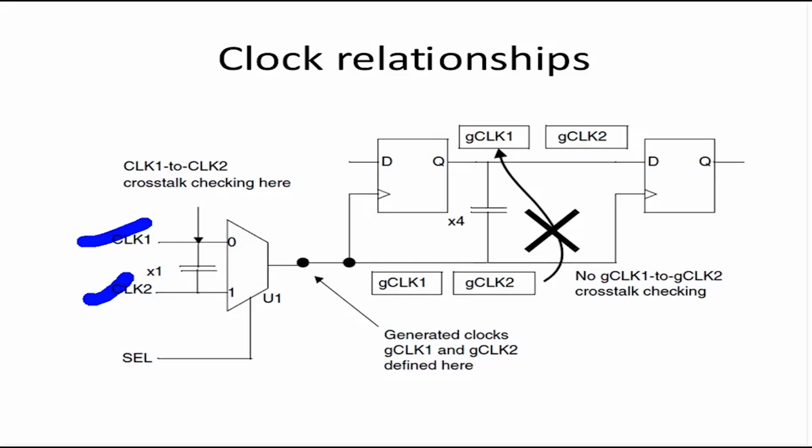Now we set GCLK1 and GCLK2 to be logically exclusive, so there will not be any infinite timing windows. But clock 1 and clock 2 are asynchronous. They are not logically exclusive now. The logically exclusive part is now shifted to GCLK1 and GCLK2. CLK1 and CLK2 are still asynchronous, so crosstalk checking will happen here. So even if you don't understand, don't worry.